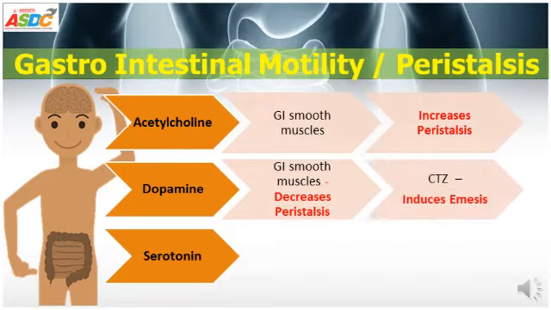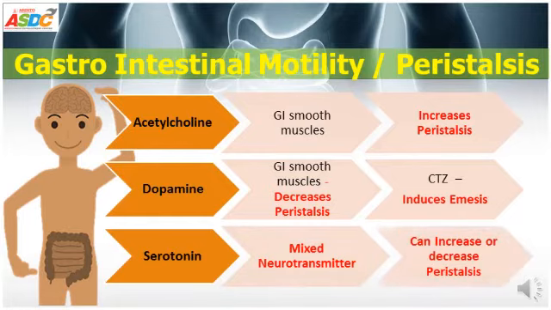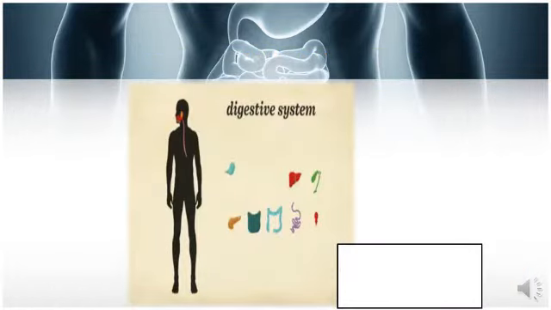It also binds to its receptor on the chemoreceptor trigger zone near the brain, which induces emesis, that is called as vomiting. While serotonin is a mixed neurotransmitter, depending upon the receptor it binds, it can increase or decrease the peristalsis. The balanced function of this neurotransmitter ensures normal peristalsis and thus supports timely digestion.